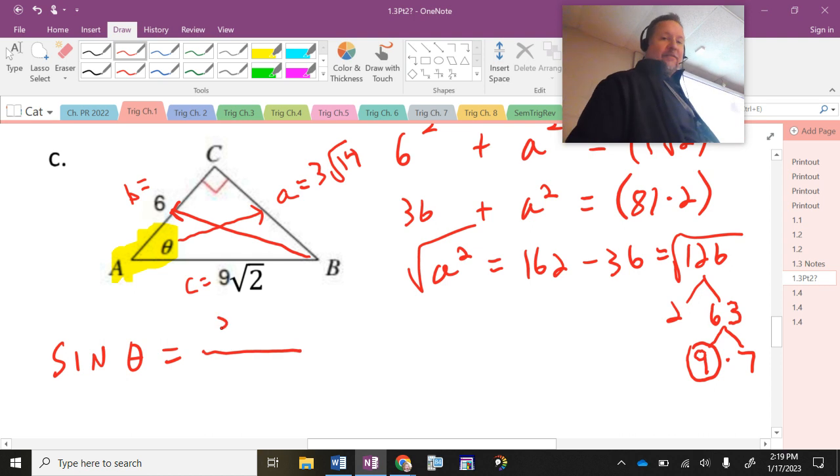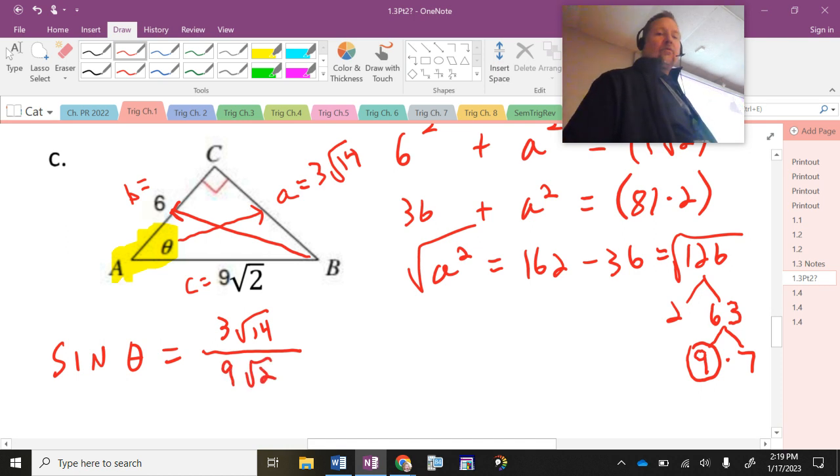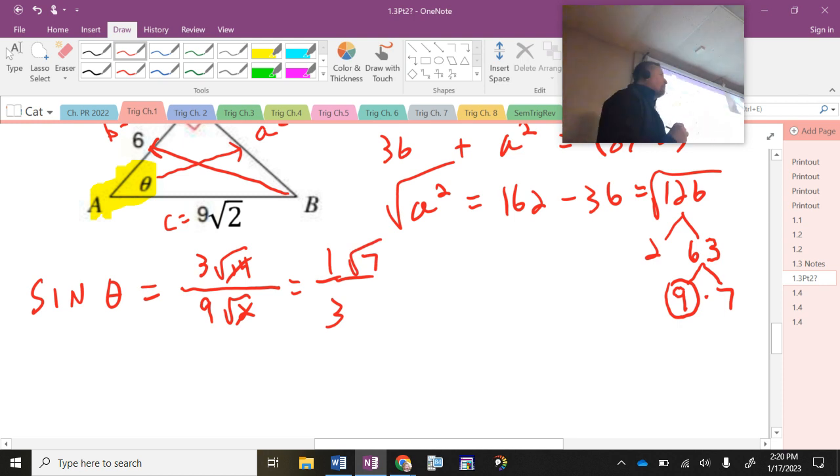Which is 3 root 14, and then this is why they were worried. 3 root 14 over, what's the hypotenuse? 9 square root of 2. Now we should know how this happens pretty easily. 3 over 9 is 1 over 3. And then root 14 over root 2 is just root 7 up on the top. Because root 1 on the bottom is just 1. So that's why they wanted to go through all this when you have questions that this happens.